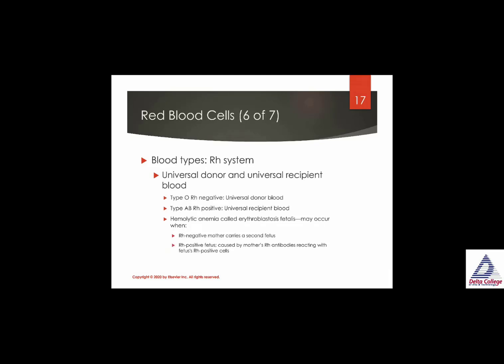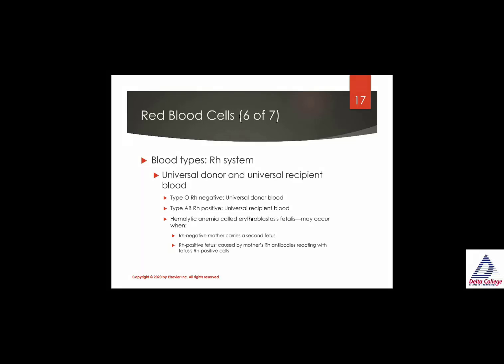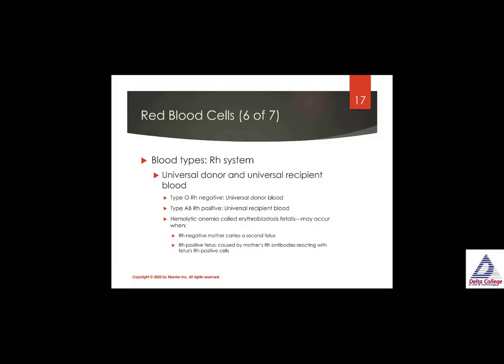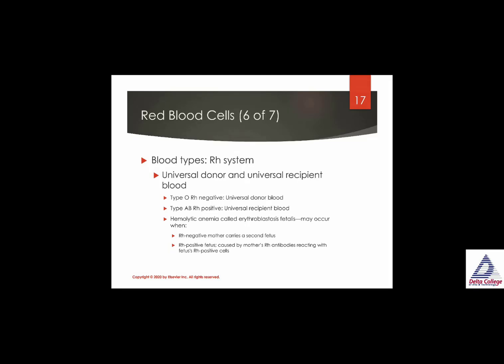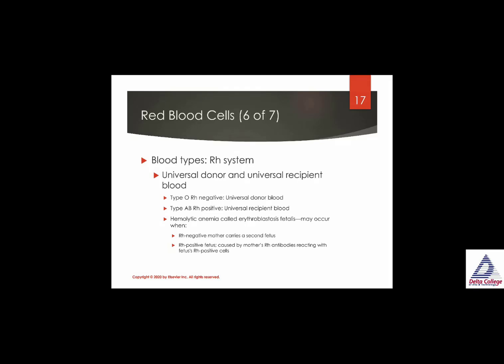So this is a breakdown of what you need to know at this point. Universal donor and universal recipient blood. Type O negative is the universal donor, so they can donate to A, B, AB, or O. Now, type AB positive is the universal recipient. They can receive blood from any of the others.